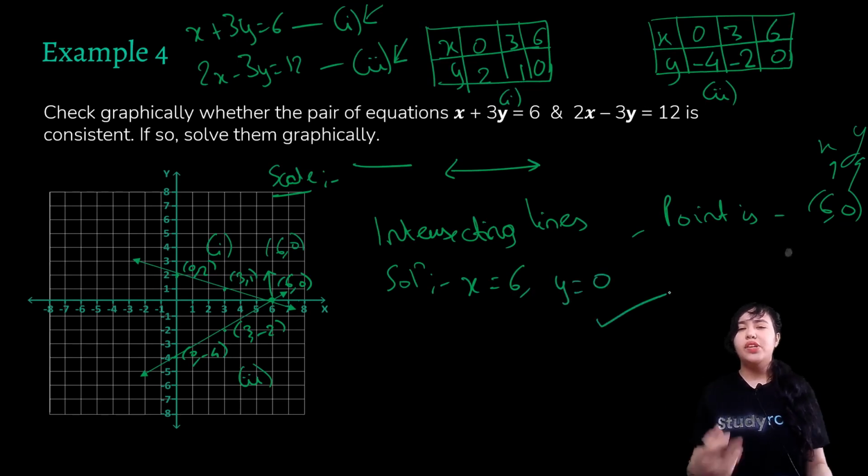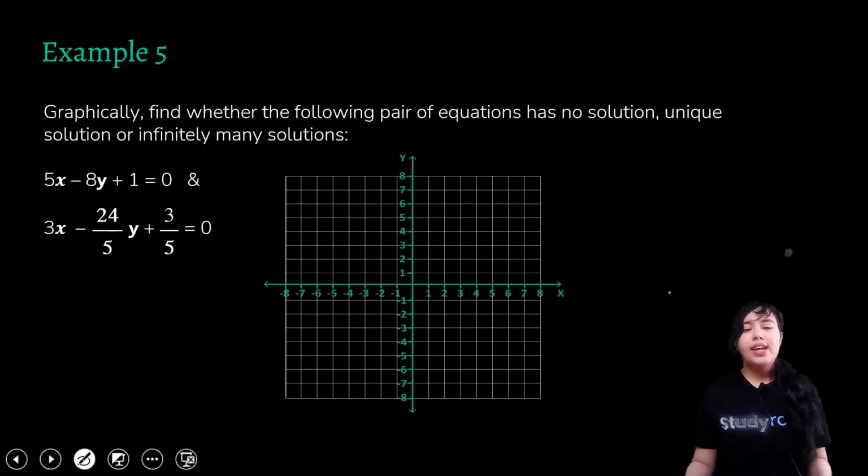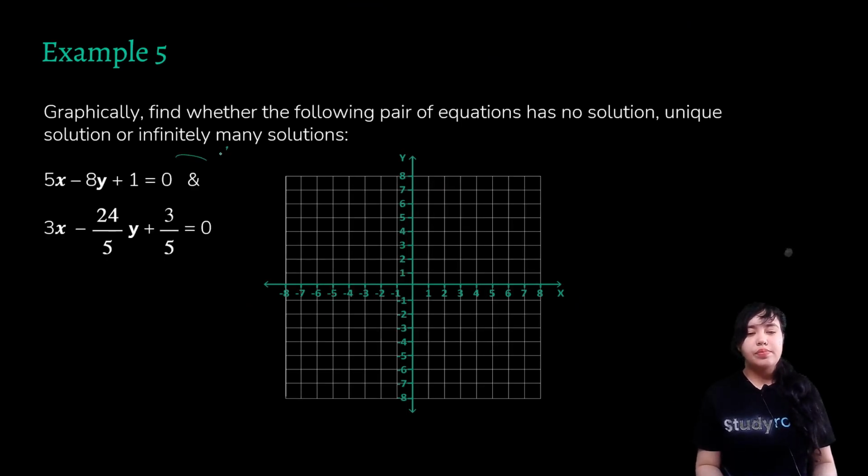So it's very simple. Okay, the main thing is how you plot it, which we've done already. Now you just need to figure out what kind of lines they are. Just look for the points of contact and you're done. Let's have this example number 5. So this is equation 1 and this is my equation number 2.